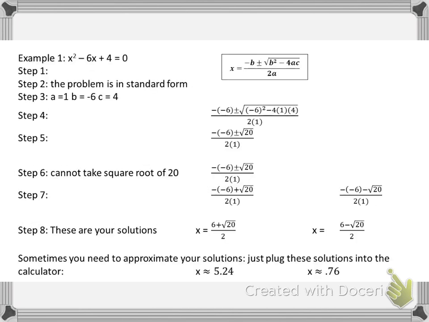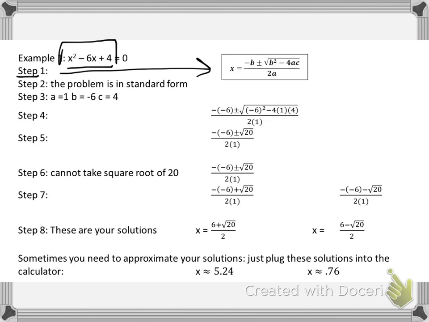Okay, problem number 1. X squared minus 6x plus 4 equals 0. As you notice, I wrote step 1 here. Step 1 is to write down my formula. So you should be writing down your formula on the paper right now. Negative b plus or minus square root of b squared minus 4ac all over 2a. Step 2, put it in standard form. Well, this is already in standard form. ax squared plus bx plus c.